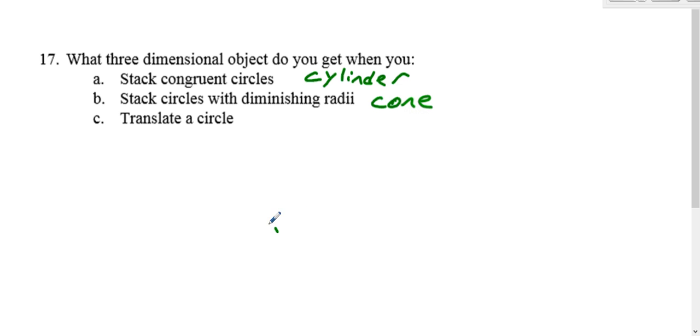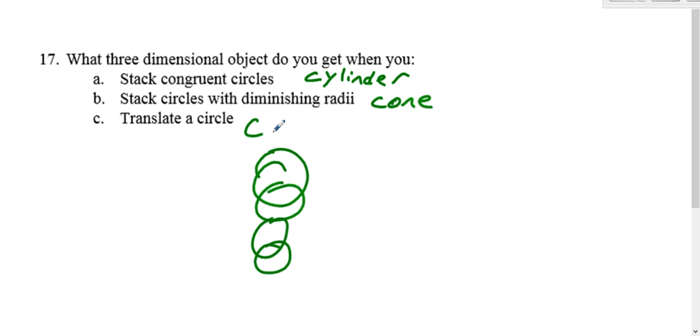If you take a circle, we'll pretend that that's a circle, and you translate it, just move it up, that would give you a whole bunch of circles, right? Stacked up, so that's also a cylinder.